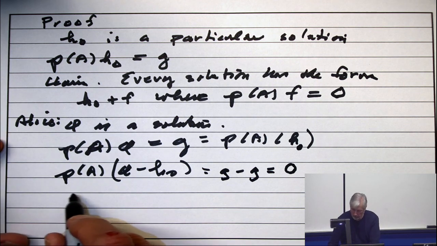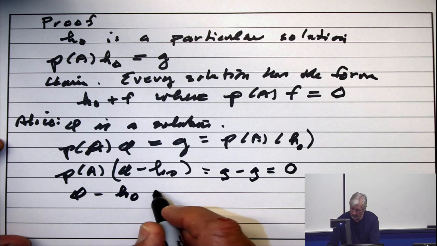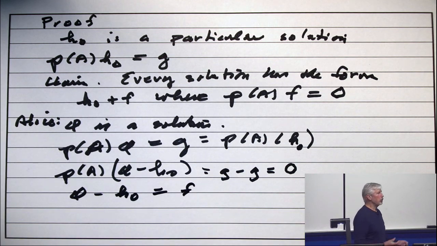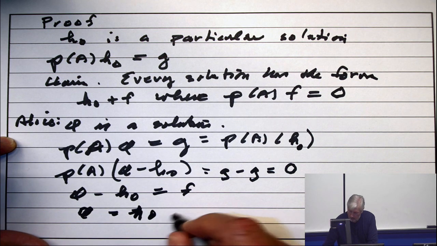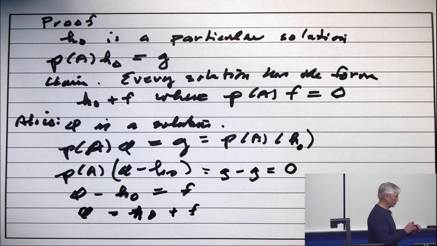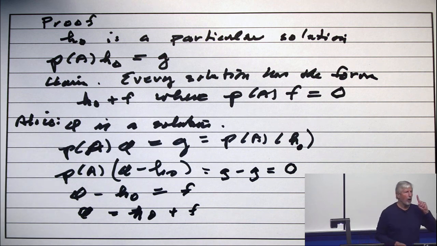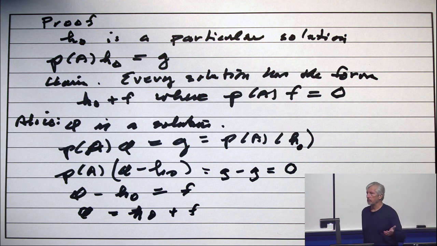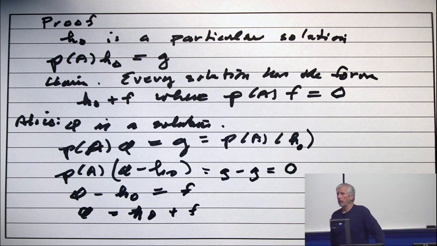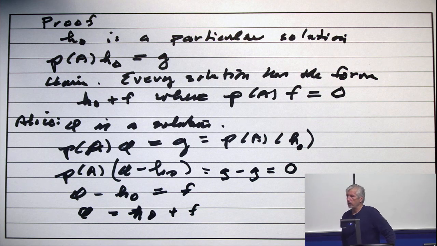So, phi minus H0 is a solution to the homogeneous case. And that means phi is H0 plus F. Thank you very much, Alice. You just told us what we already knew. So it's trivial. I mean, you just have to understand the symbols. So find one particular solution and learn all the other material in the course, and you have the solution to the general form of the non-homogeneous case.